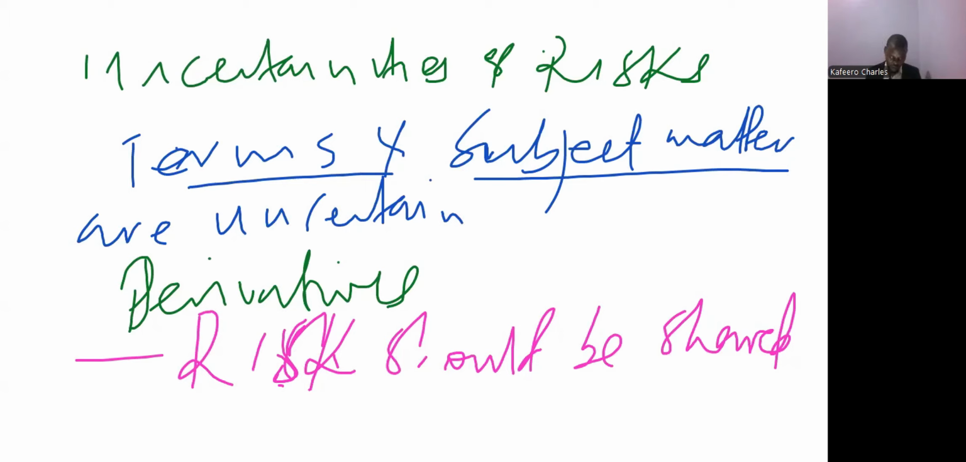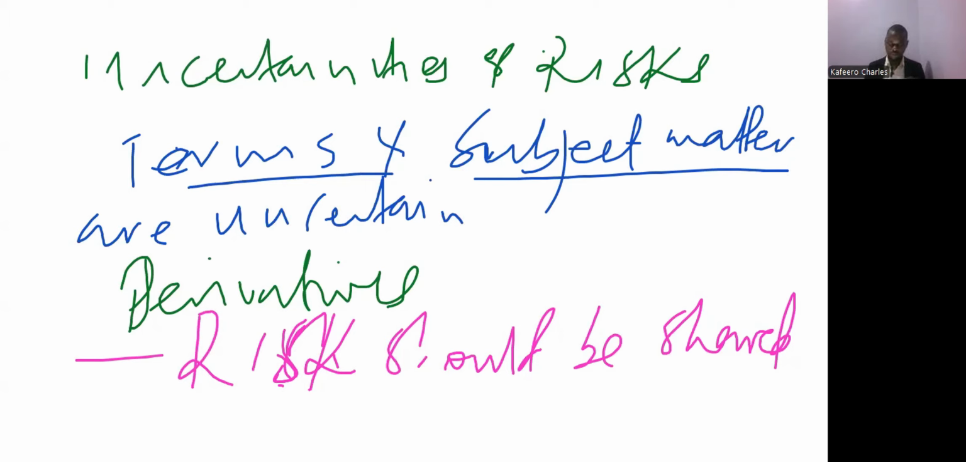So no guarantee on the returns. Therefore, there are risks, but of course they recognize the fact that there are risks that are going to be in the business, and they are going to be shared between the lender and the borrower.